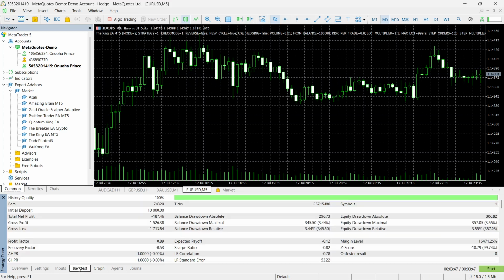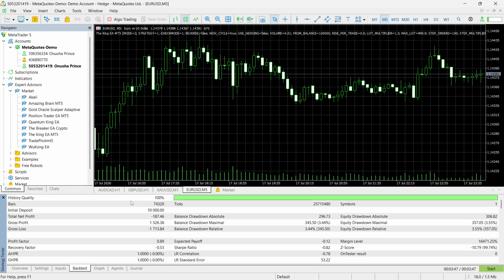As for the stats, right, so we had a small net loss of about $187. We have a profit factor on that one at 0.89. Drawdowns were very tight, with the max equity drawdown around 3.5%. Right, and the balance drawdown, we have that at 3.44%.